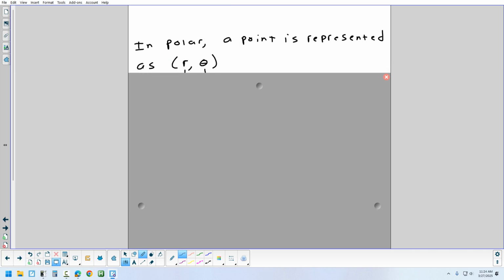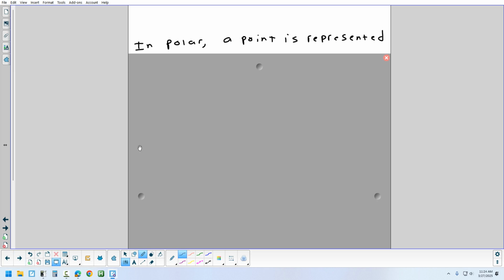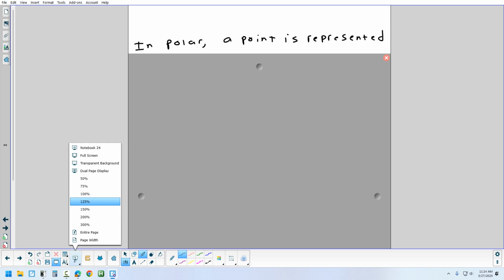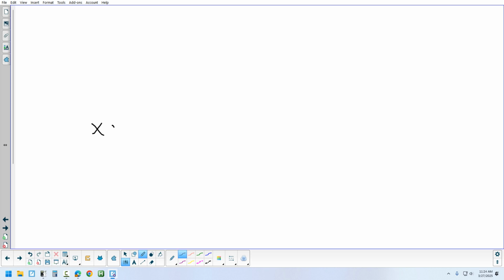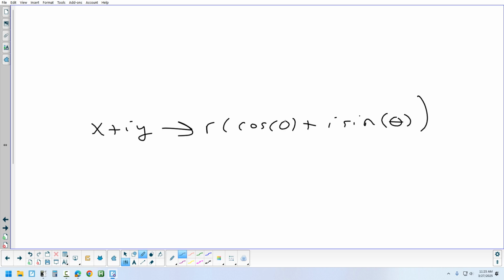So when we write something in polar, we don't use x and y. So now this is going to be very similar to what we did with complex numbers. When I gave you something like this, and I said to rewrite it in trig form, well, sometimes they call it polar form instead of trig form. Same thing. What were the 2 letters that we used? R and theta, and we did something like this: r cosine theta, i sine theta.